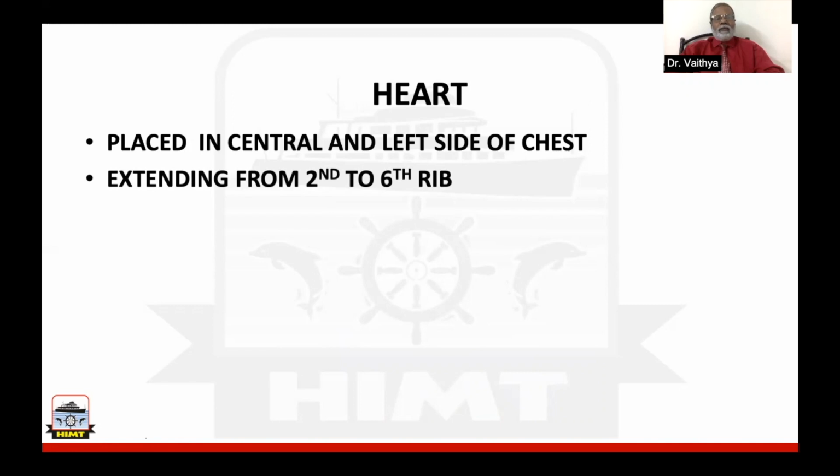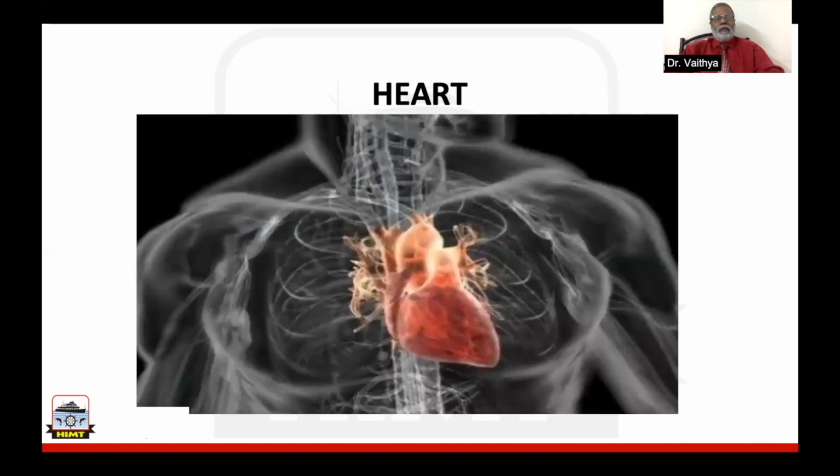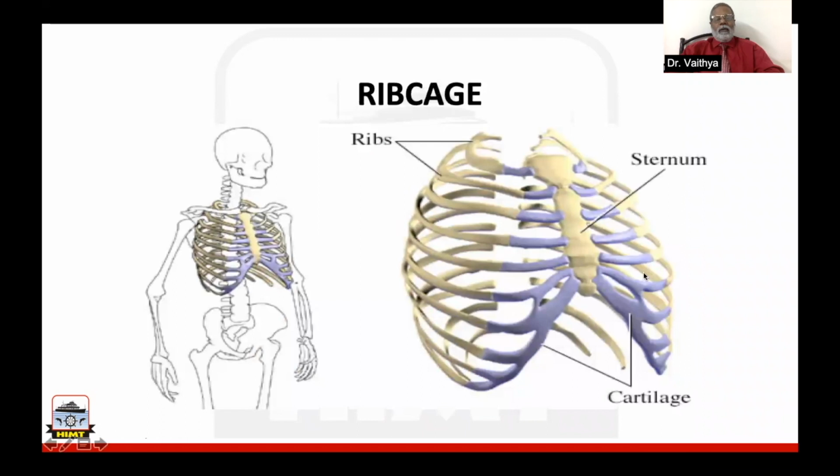How many pairs of ribs do we have? See, this is called the rib cage. Totally we have 12 pairs of ribs. Every rib starts from the spine in the back and attaches at the front to the center bone in the chest, named the sternum or breastbone. Very strong bone.